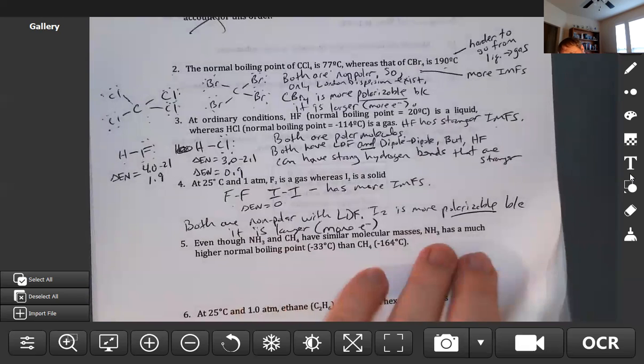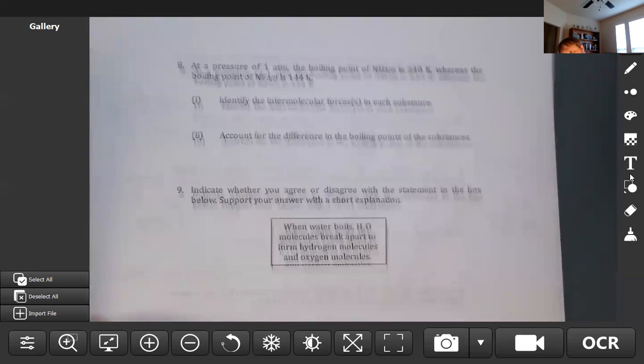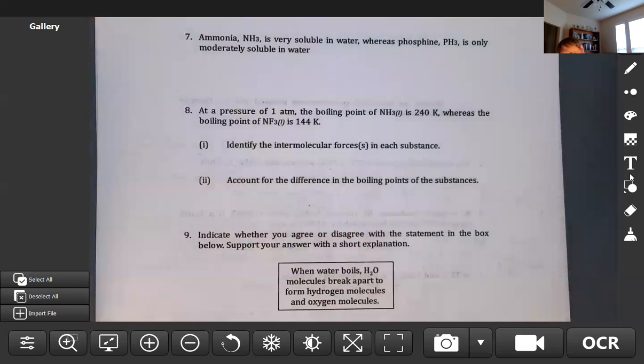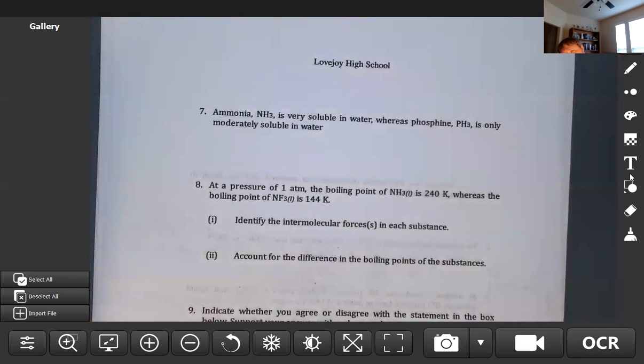Let me remind myself what's on the back here. Yeah, let's do some of the back here. A little bit different properties to address. Do you guys have any questions on the ones we've done so far?